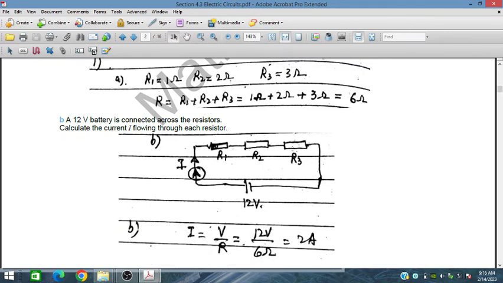So these resistors are in series, so the current will be the same. The current is the voltage divided by the total resistance. The effective resistance will be R1 plus R2 plus R3, that is 6 ohms. So 12 volt divided by 6 ohms is equal to 2 ampere. So the current of 2 ampere will flow through each resistor because they are in series. So the same current will flow.